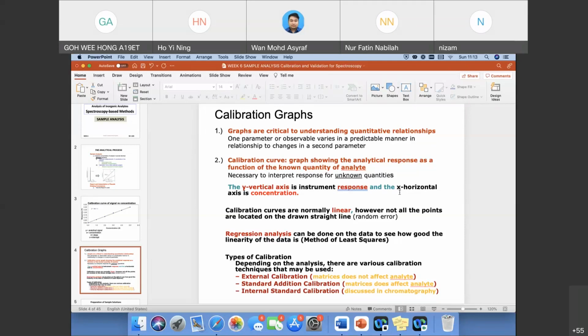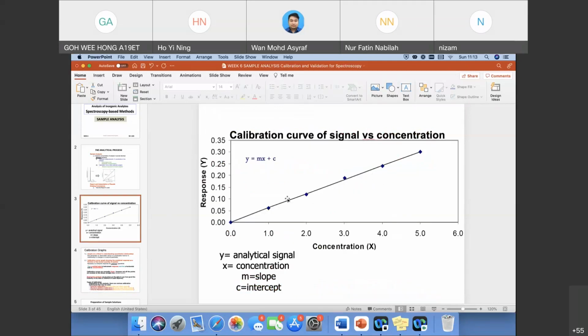The calibration curves are normally linear. However, not all of the points are located on the drawn straight line due to random error. So basically when you look at this line, not all of the points does the straight line move through. So this point here, the fourth point, the straight line just touches the point. This is due to random error, so you would not be able to get a perfect line.